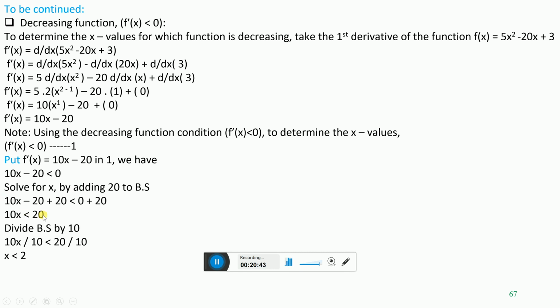10x less than 20, and divide both sides by 10. So 10x over 10 less than 20 over 10. 10 cancels out with 10. 20 by 10 is equal to 2, and x less than 2.